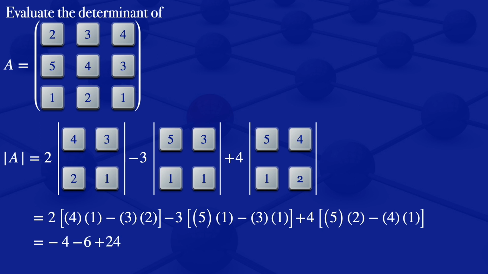Then we go on and simplify. We have minus 4 minus 6 plus 24, which gives us a 14. So that's the determinant of the matrix A.